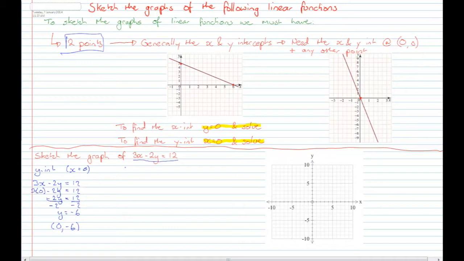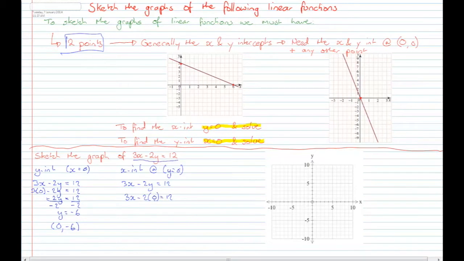Alright, let's find the x-intercept. Well, we know the x-intercept is at y equals 0. So let's go through and write out the equation of the line once again. 3x minus 2y is equal to 12. Instead of writing y now, because I'm looking for the x-intercept, I'm going to write 0. So you get 3x minus 2 bracket 0 is equal to 12.